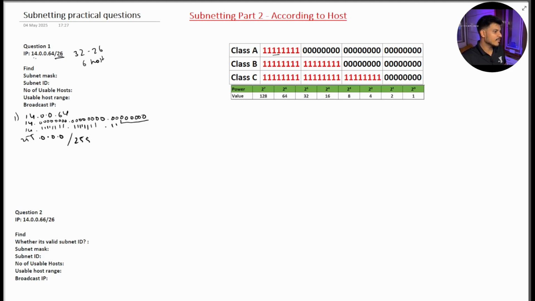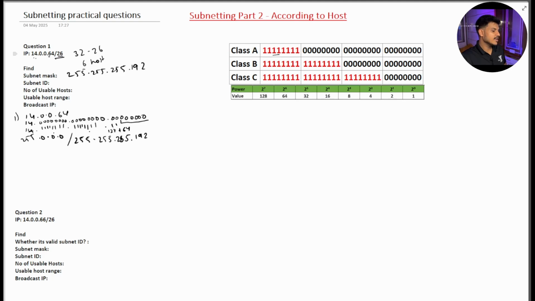It will be 255 for the first octet, as it is given to the network only, that is 14, which is the default. The second and third octets are also given to the network, again 255 and 255, but in the fourth octet subnetting has been done. The value for these two 1 bits will be 128 plus 64, which gives us 192. So our subnet mask will be 255.255.255.192.